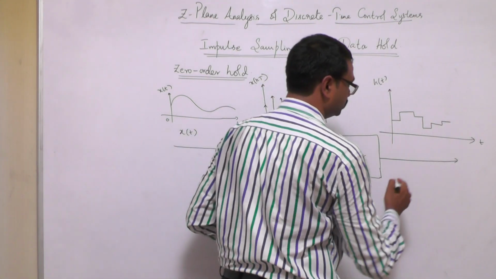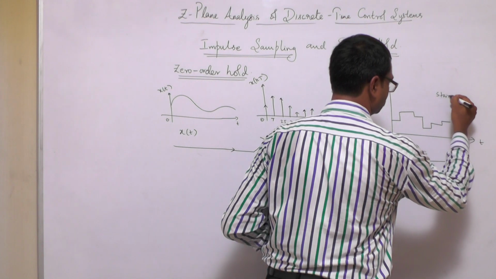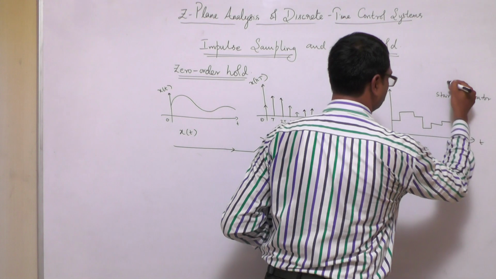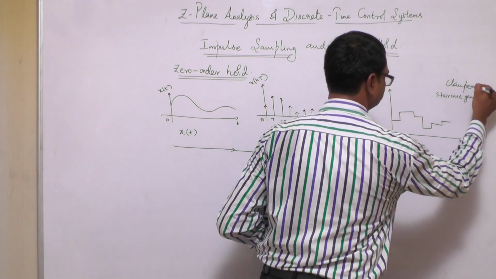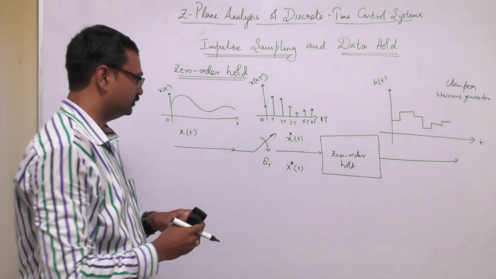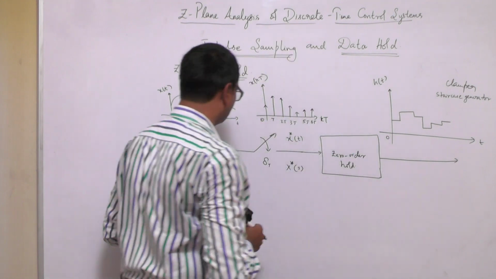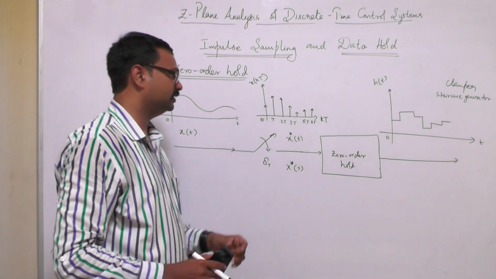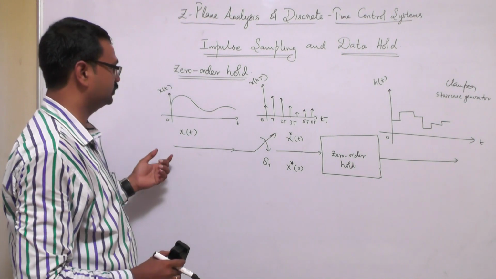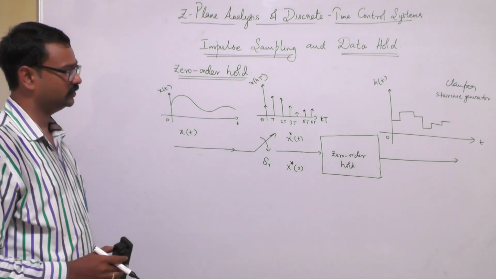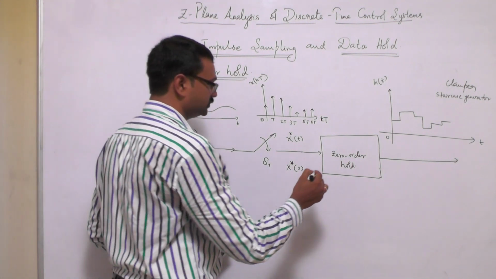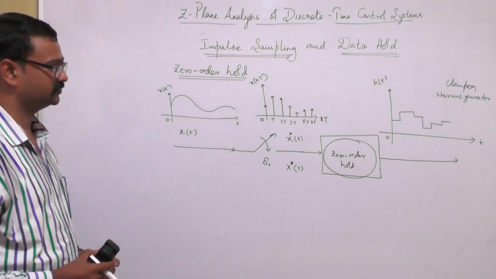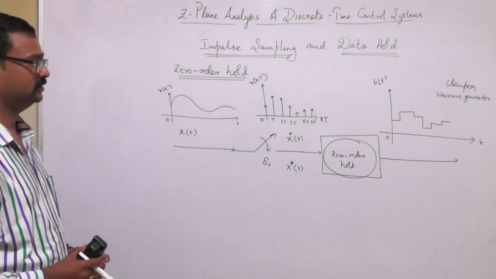Right. So you are getting a staircase signal, staircase generator, or a clamper. So we have a zero order hold circuit. This is the output of a zero order hold. Therefore, we are going to discuss what is going to happen in this zero order hold circuit. What is the point in discussing a zero order hold circuit?